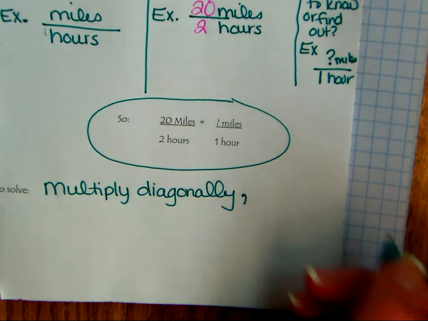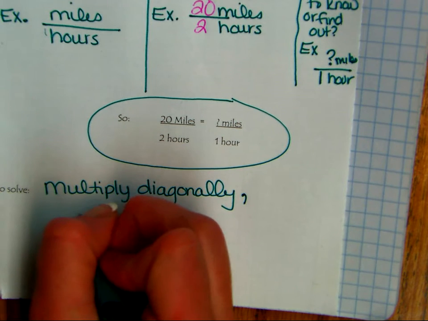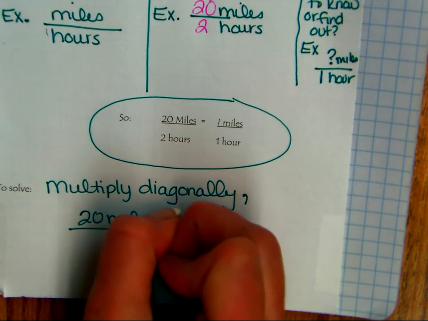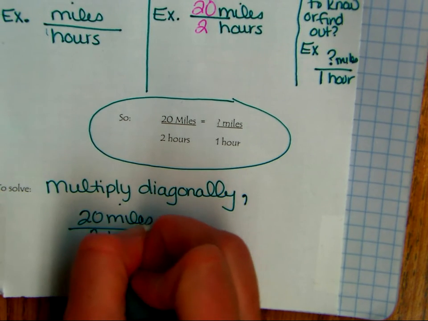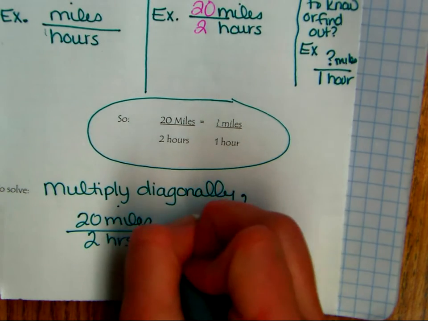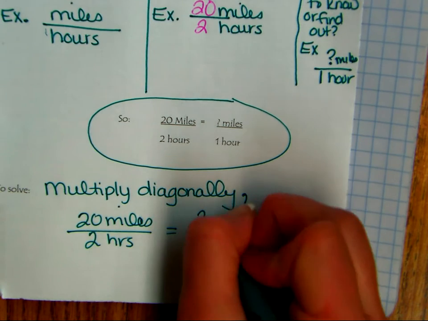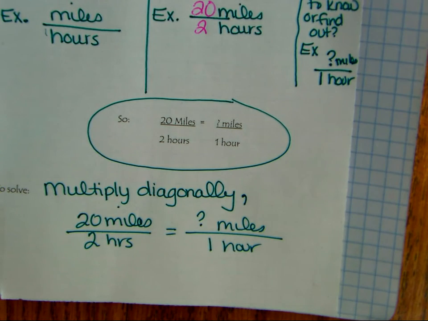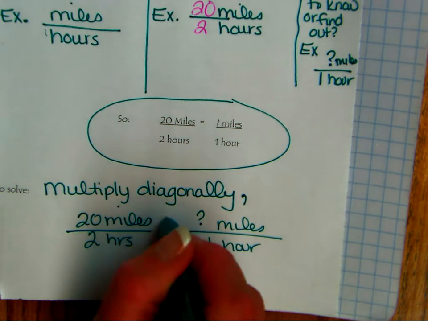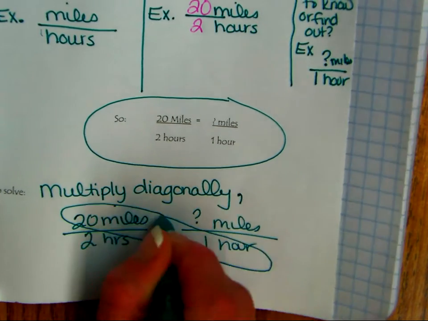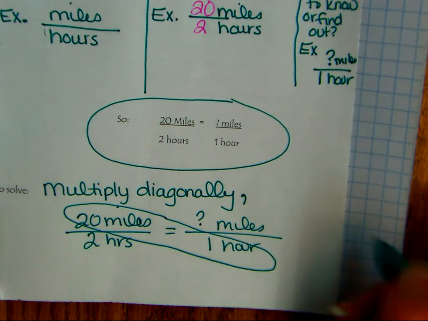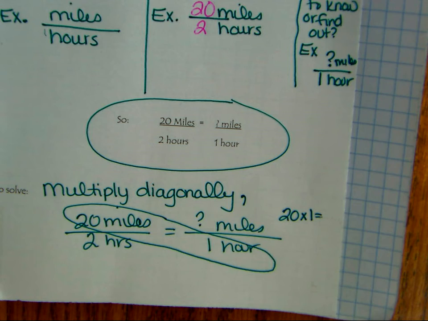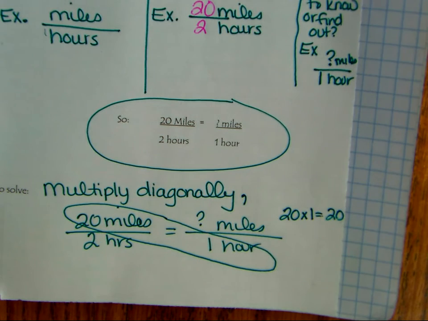And then, once you do that, it looks like this. If we have 20 miles over 2 hours, I'm going to abbreviate hours, equals an unknown number of miles over 1 hour, then what I would do is multiply these two that I know diagonally. So I would do 20 times 1. And 20 times 1 equals 20.